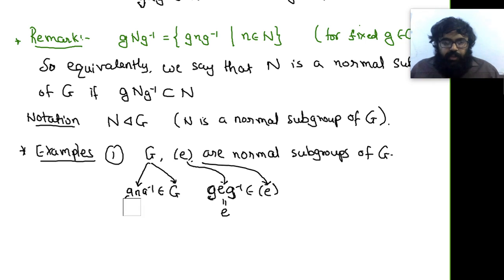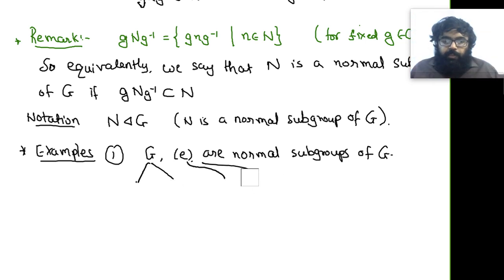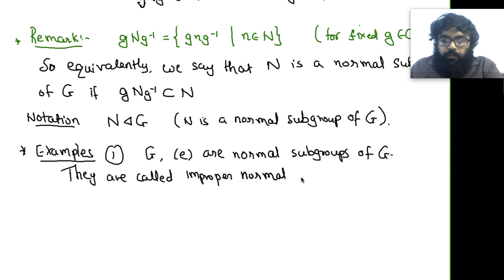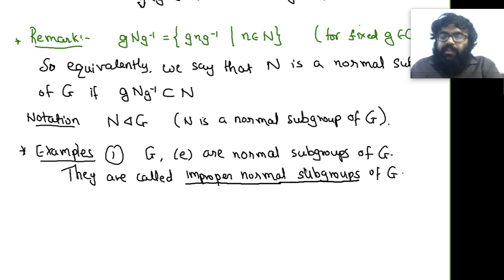These two are normal subgroups and they are called improper normal subgroups. Anyway, they are subgroups and they are normal subgroups also. So these are the first examples. They are called improper normal subgroups of G, G and E. What is interesting is a proper normal subgroup. Improper we have, of course.